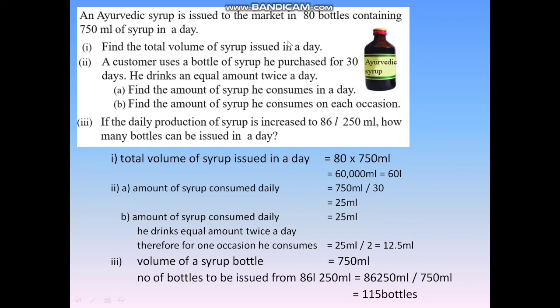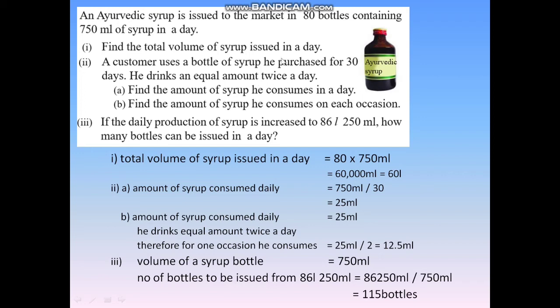So how are we going to find total volume of syrup issued in a day? One bottle has 750 milliliters, so such 80 bottles are issued. So we have to multiply 750 by 80. We get the answer as 60,000 milliliters. We can convert into liters and get the answer as 60 liters. Second question. A customer uses a bottle of syrup he purchased for 30 days. He drinks an equal amount twice a day.